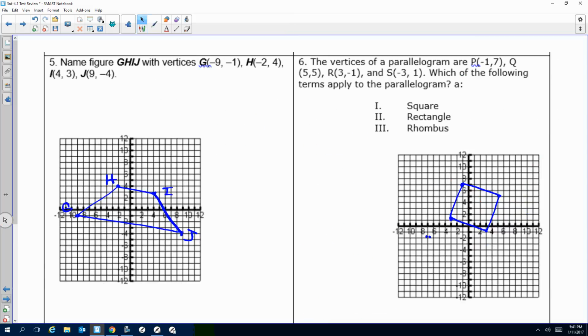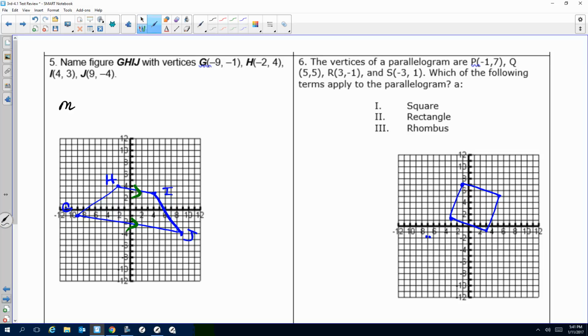Okay, so here's 5. Got a graph for you. If you want to pause the video and check your graph, you can. I'm hoping you can see that this physically looks like a trapezoid. For it to be a trapezoid, only one pair of opposite sides are parallel. So everything goes back to our slopes.